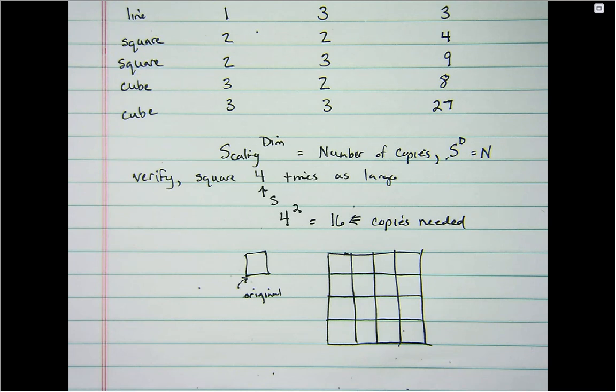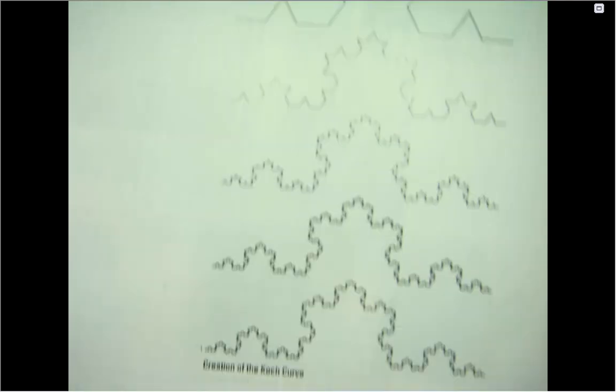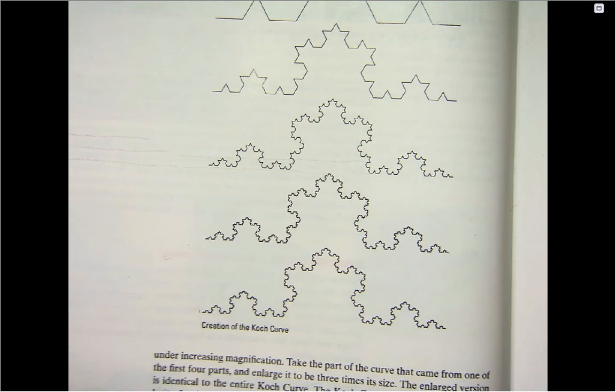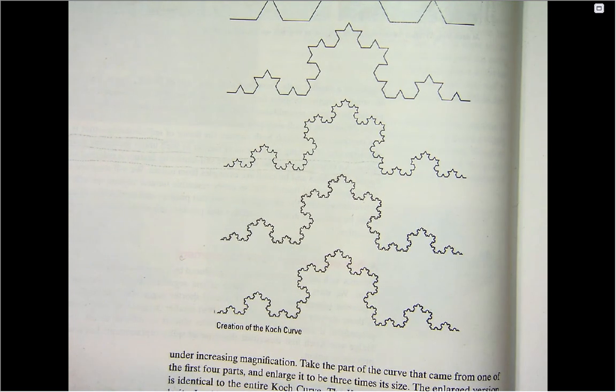So finally, we have a way to define dimension. And so we're going to take that and use that as a way to find the dimension of the fractals that we've been working with. Let's start with the Koch curve.